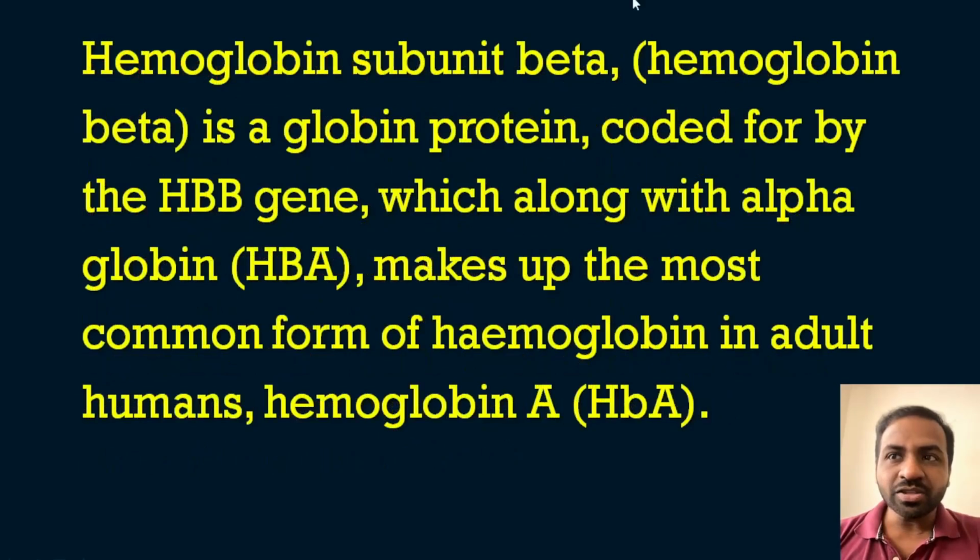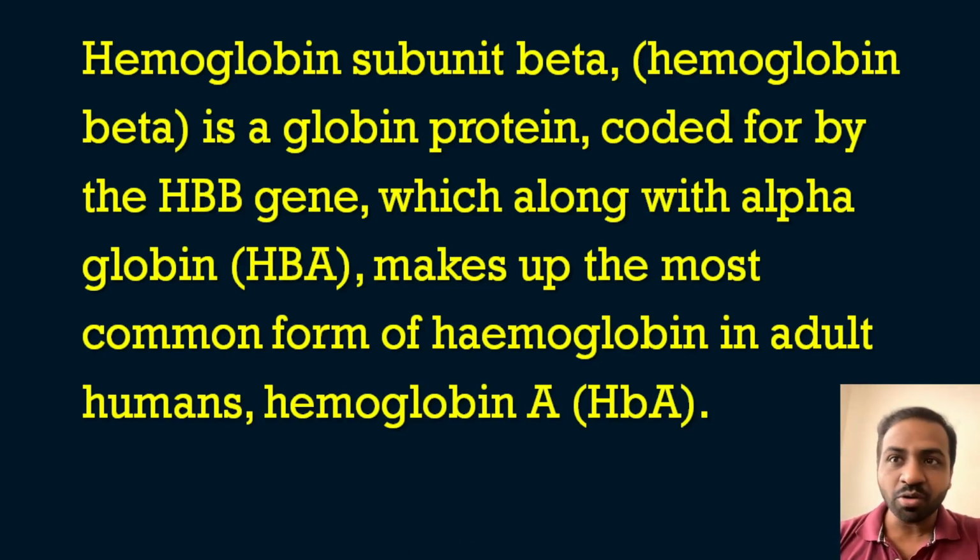The next one is the beta hemoglobin, or HbB. It is a beta subunit, a globin protein coded by the HbB gene, and along with the HbA it makes up the most abundant hemoglobin in the human body. So along with A, this HbB also can be seen.